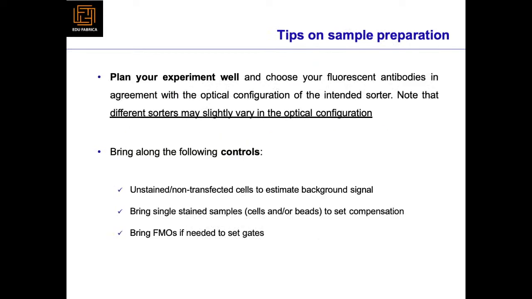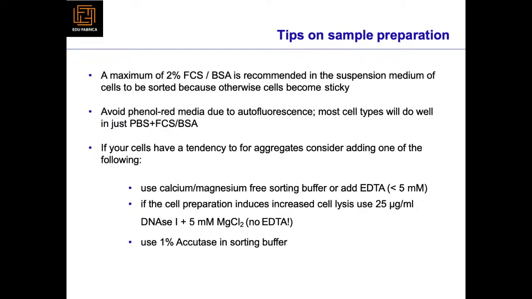Some quick tips for making these samples. Before planning your experiments, bring your controls, unstained and non-transfected cells to estimate background signal, bring single stain samples to set compensation, and bring FMOs to set gates. Mainly, 2% of fetal calf serum has to be there, not more than that. If you use more, cells might be sticky and might not be sorted out.